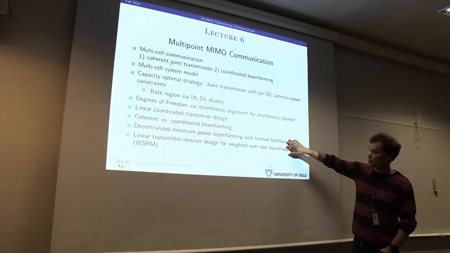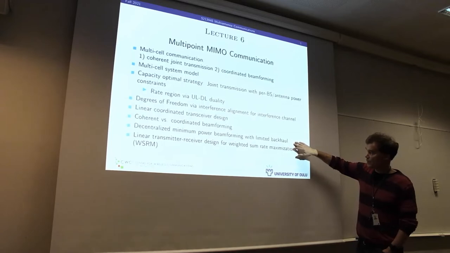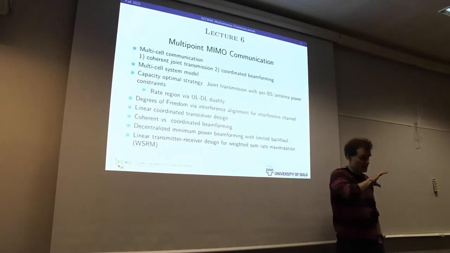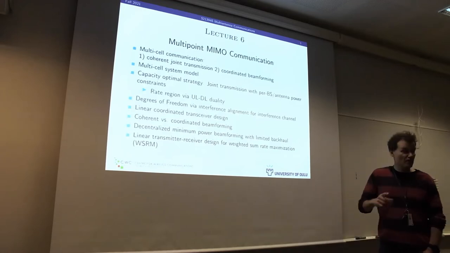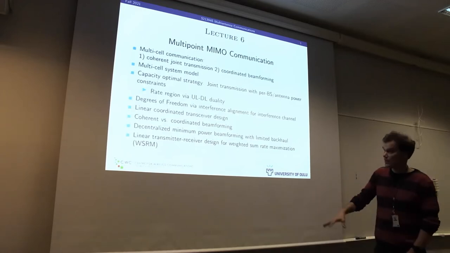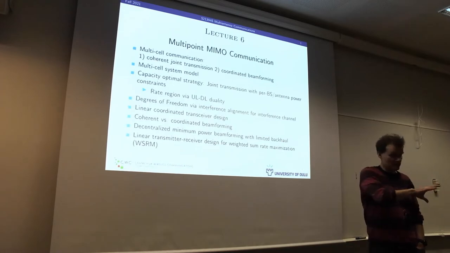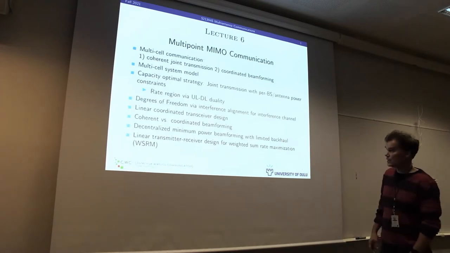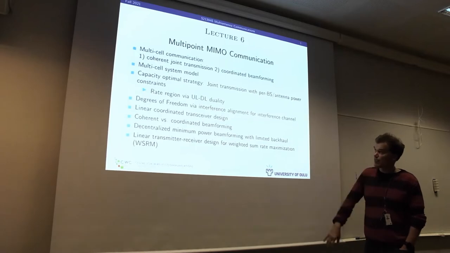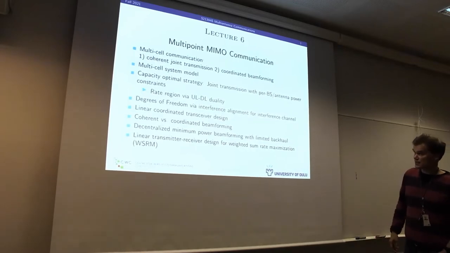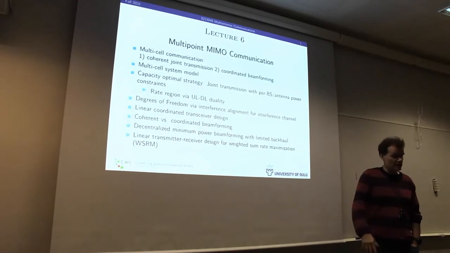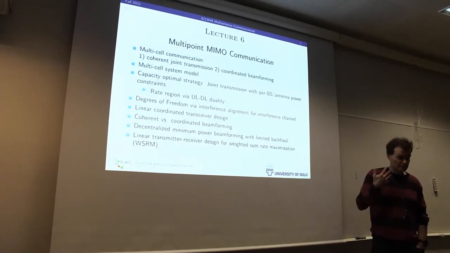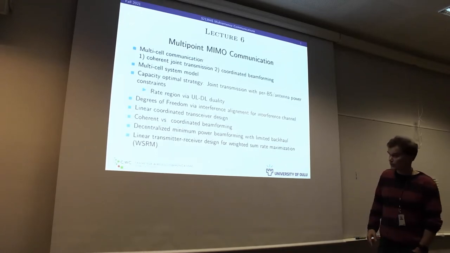And then we will move on to this decentralized minimum power beamforming with limited backhaul. It's just an extension of the minimum power beamforming that we covered quite extensively in slides L5 for a single transmitter, multiple receivers. Now we have multiple transmitters, multiple receivers, but now with single-antenna receivers. This is a special case of this general multi-cell system model. We'll start with the centralized implementation, which is basically the same as in the single cell, and can be solved optimally via SOCP, the uplink-downlink duality and so on.